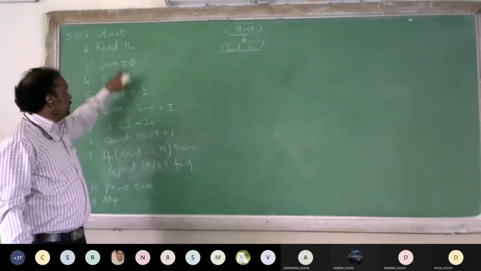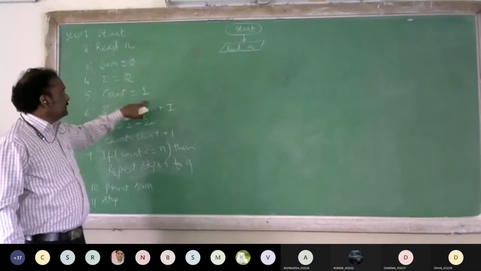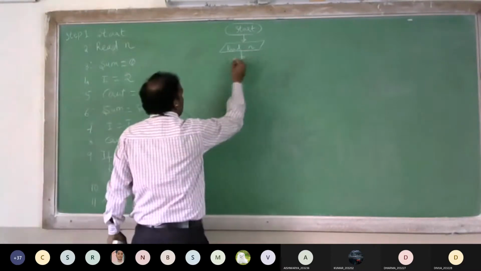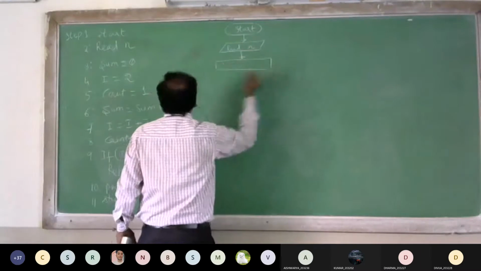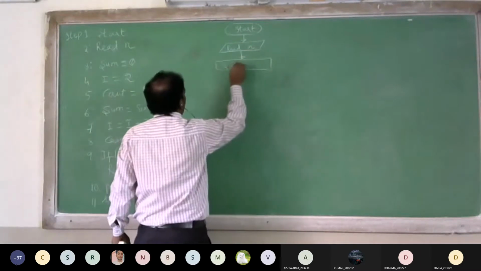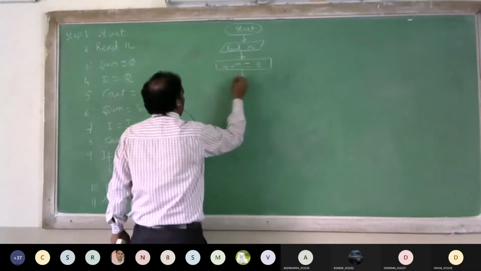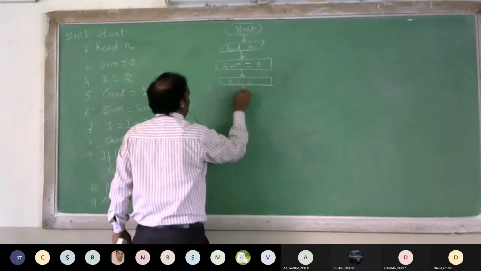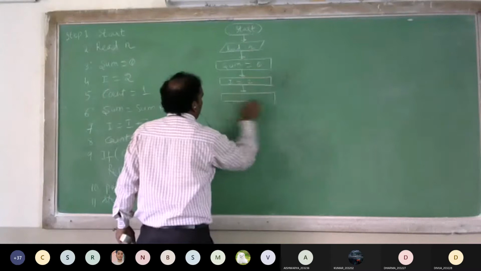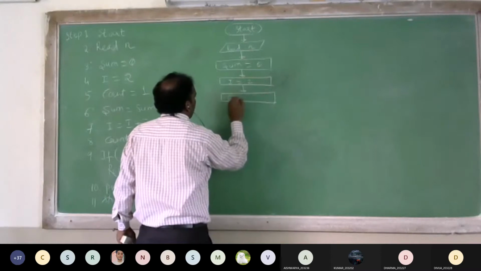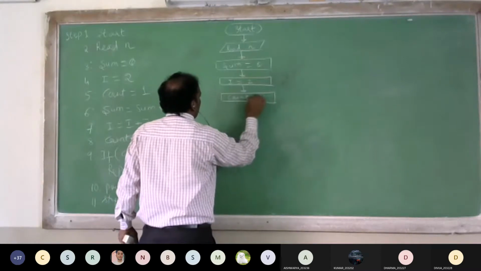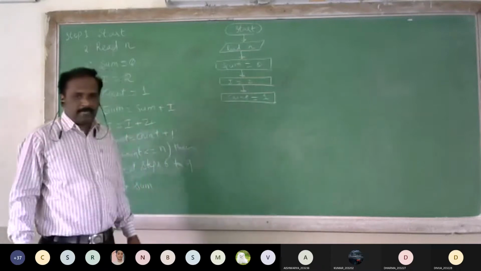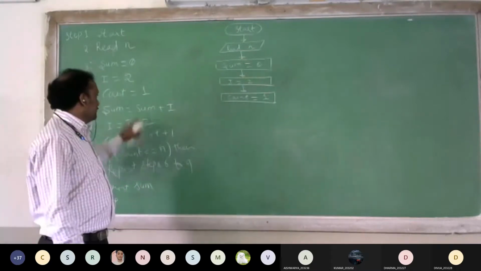Next, sum is equal to 0, I is equal to 2. This is the first number. These assignments are also written in a rectangle box. Sum is 0. First even number is I is equal to 2. So we will maintain a count, to count how many even numbers we have added.